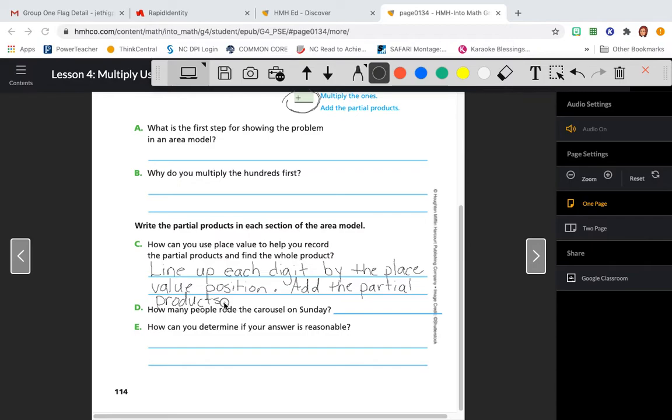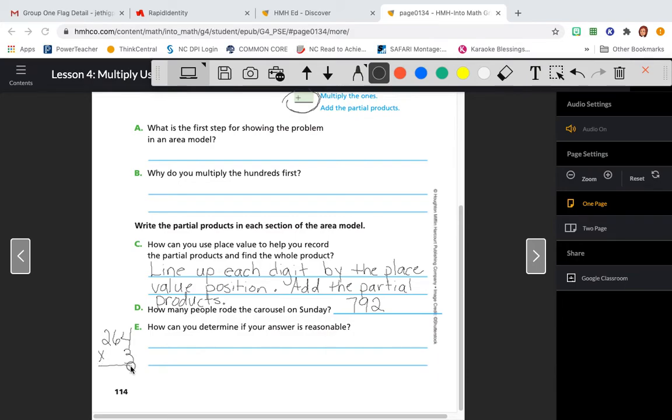D, how many people rode the carousel on Sunday? If you remember in our word problem, that was the ultimate question. How many people rode on Sunday? And our number that we came up with, 792. How could we determine if that answer is reasonable? So going back and looking at our equation, I'm just going to write it down here just for myself so I can remember. 264 times 3.